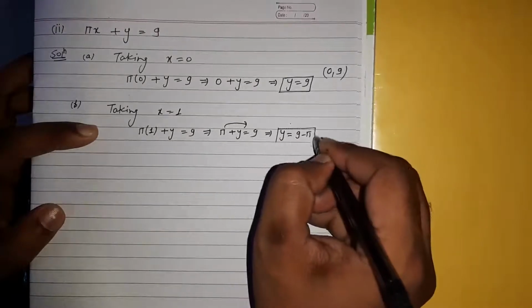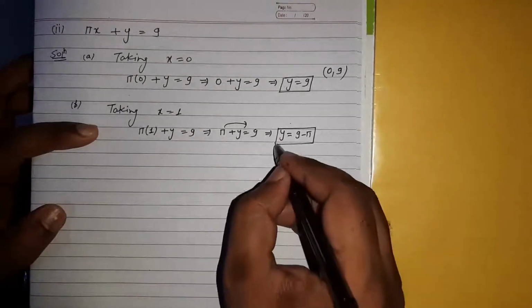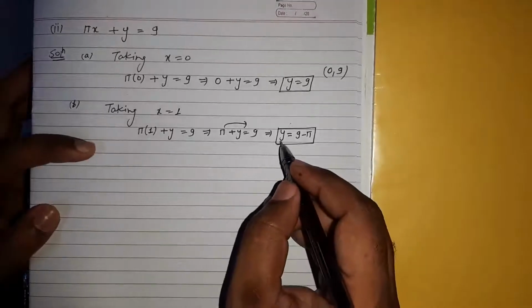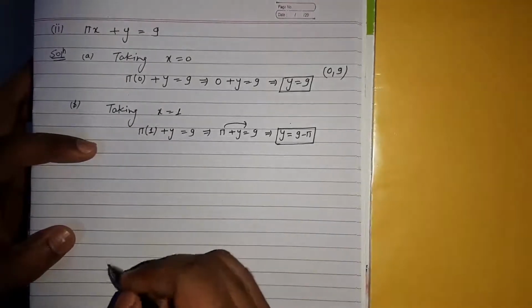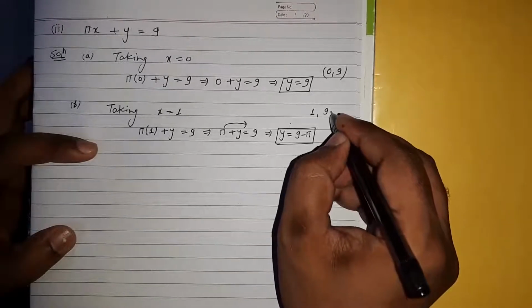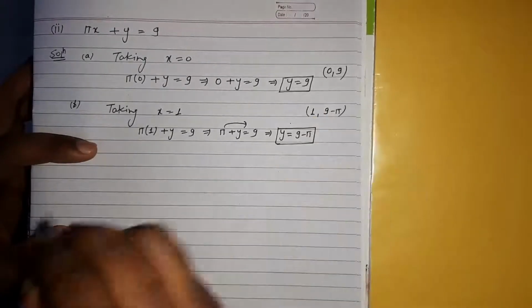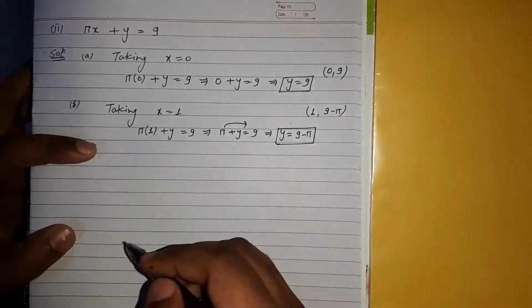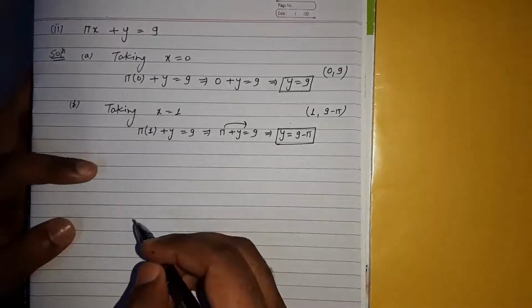No need to put the value of pi in this equation, okay. So value of y we will find in terms of pi. So the second solution is 1, 9 minus pi, okay, means x is equal to 1 and the value of y is equal to 9 minus pi.